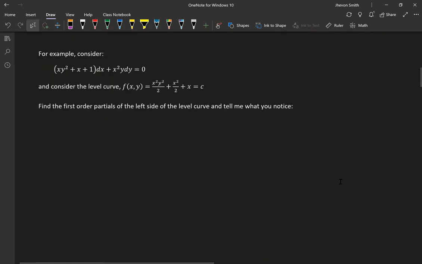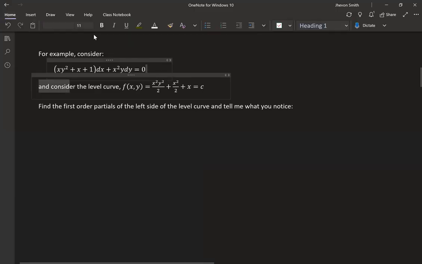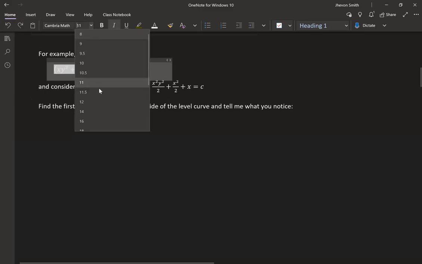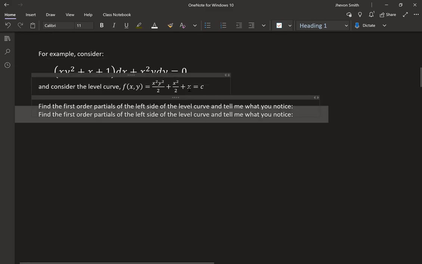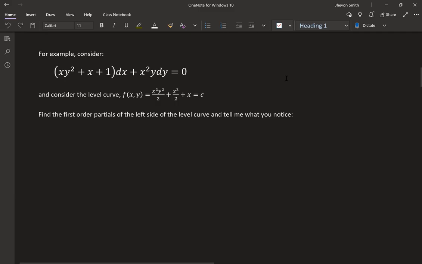Okay, so let's actually jump into an example. Those were the definitions. Let's actually do an example. For example, here is a differential equation. Okay, so that's a differential equation, just made bigger. And consider the level curve, f of x, y equals c. So this is the level curve I want you to consider.